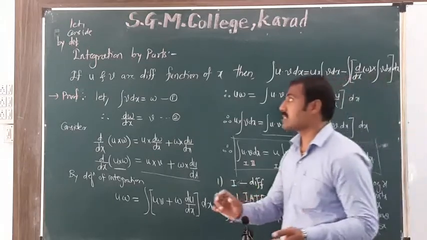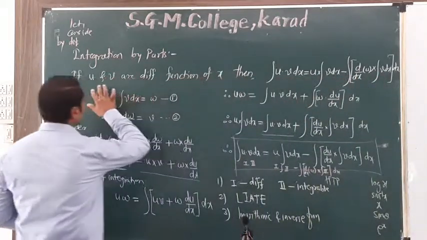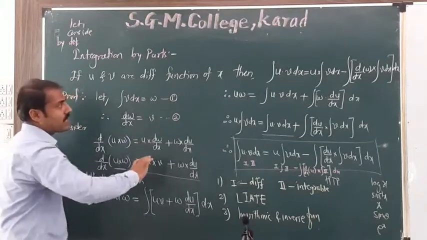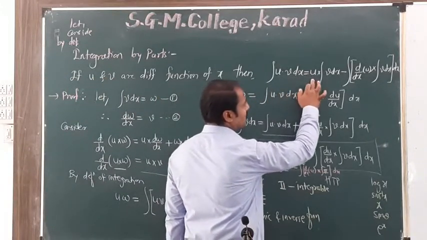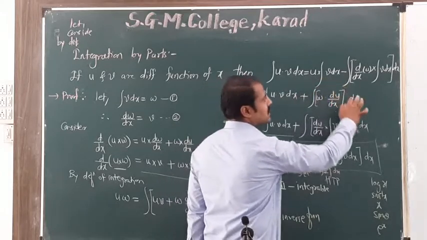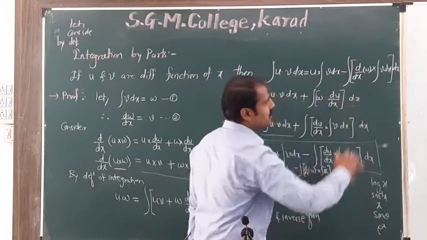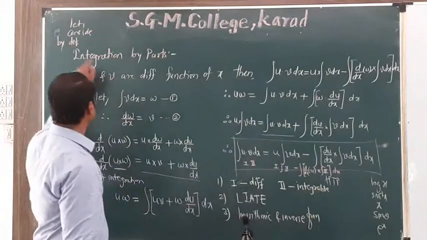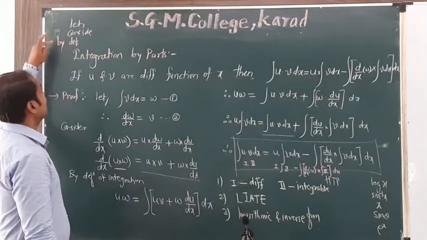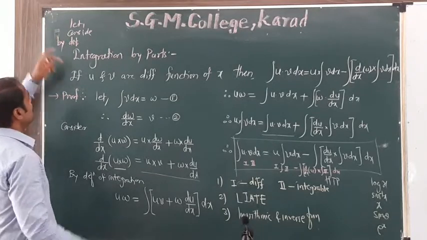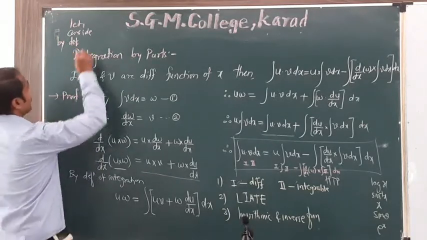I can revise this theorem again, integration by parts. If u and v are differentiable functions of x, then integration of u into v dx is equal to u into integration of v dx minus integration of d dx of u into integration of v dx. We remember this theorem by these three steps: let, consider and by definition.